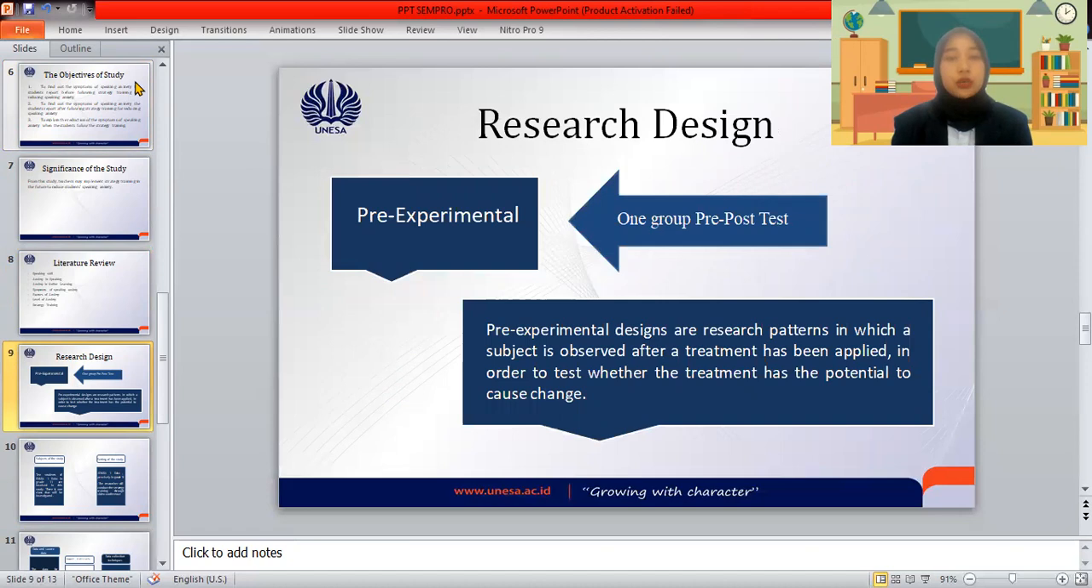The researcher used pre-experimental design, which is one group pre-post test, to conduct this research. Pre-experimental design are research patterns in which a subject is observed after a treatment has been applied, in order to test whether the treatment has the potential to cause change. The one group pre-post test usually contains 3 steps. The first is pre-test, the second is treatment, and the third is post-test.